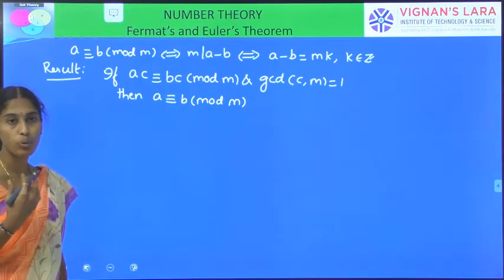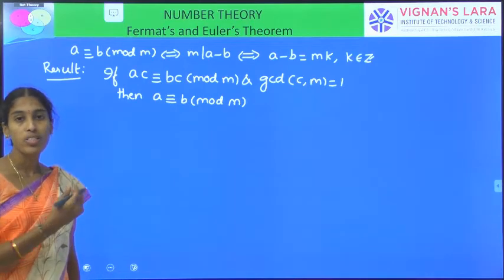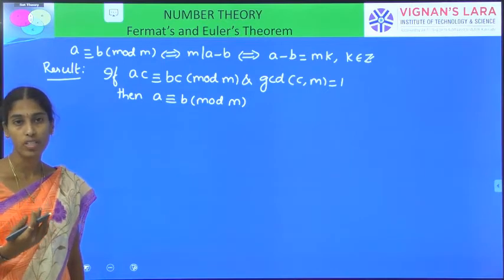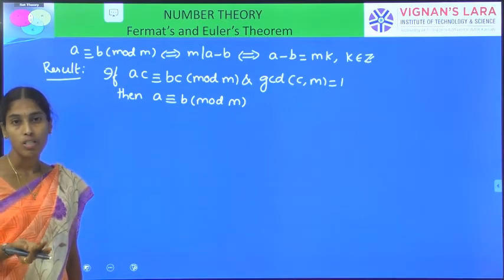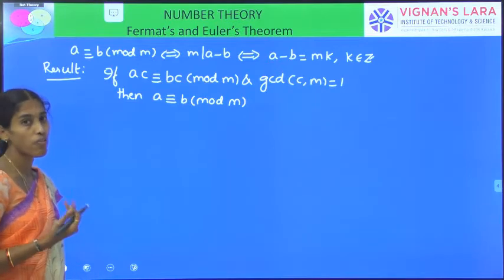Already we discussed in unit 2 that congruence is an equivalence relation. That means it satisfies reflexive, symmetric and also transitive properties. Now we will see the proof of Fermat's theorem.